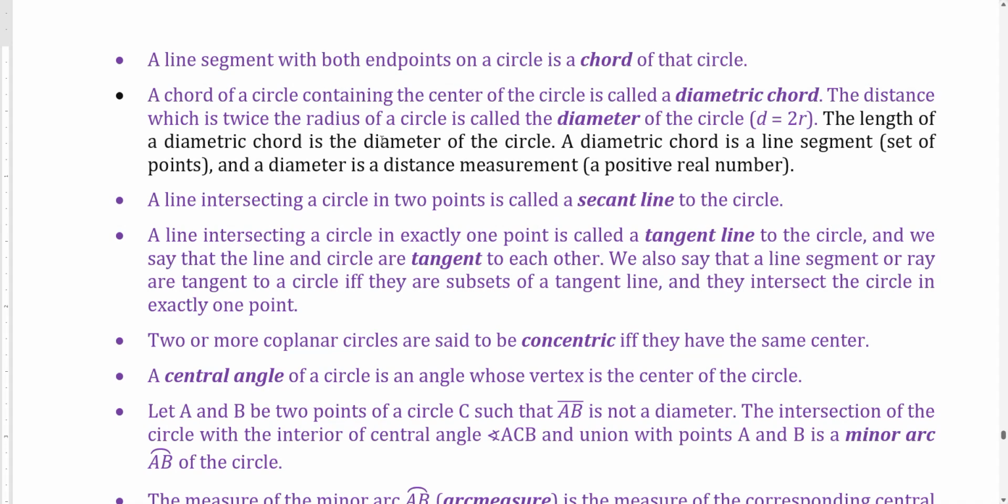Okay, so I think we're kind of caught up there. Next, a line intersecting a circle in 2 points is called the secant line to the circle. A line intersecting a circle in exactly 1 point is called a tangent line to the circle. And we say the line and circle are tangent to each other. And so let's take a look at that.